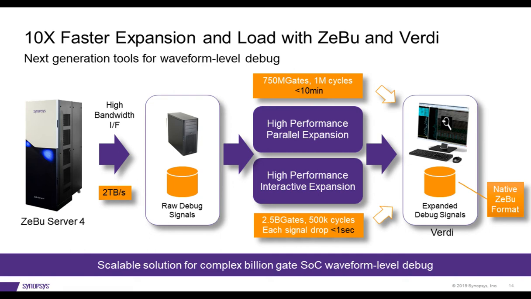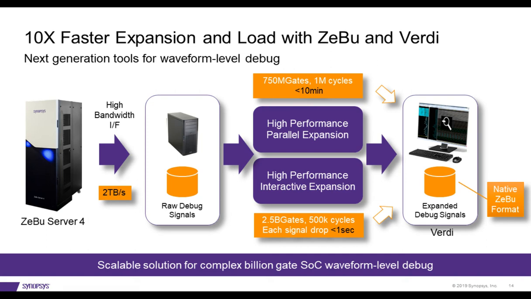Now let's look at some of the numbers. The interface coming out of the emulator is high bandwidth. We support up to 2 terabytes per second. Some numbers for the parallel expansion: here we have a 750 million gate design, and we are trying to evaluate a waveform of 1 million cycles, and the complete expansion time is less than 10 minutes. At the end of this time, you get every node of your design expanded to its value, and then you can see that in Verdi.